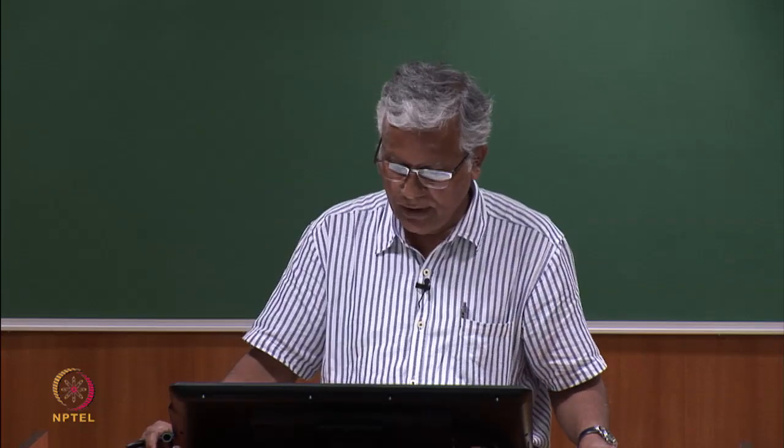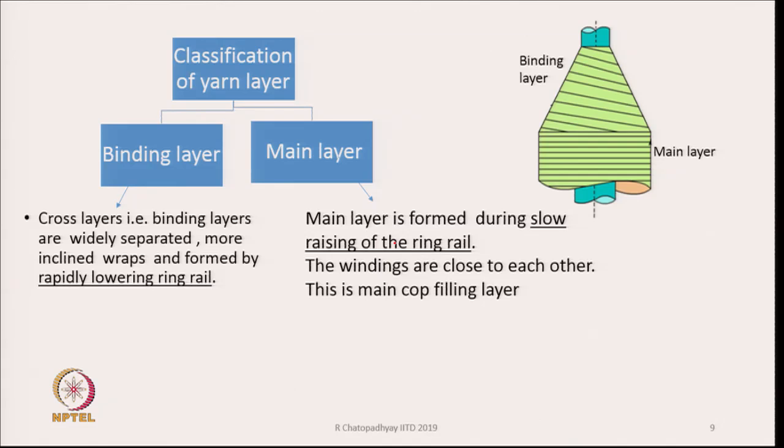Therefore, two types of layers are formed. One is called the main layer, which is done for slow raising of the ring rail. That basically means the ring rail is not moving at a constant speed or constant velocity. So, if the ring rail moves slowly, the windings are close to each other as shown in this diagram. You look at this diagram where these lines show that the coils are very close to each other, the yarns are very close to each other because the ring rail is moving slowly.